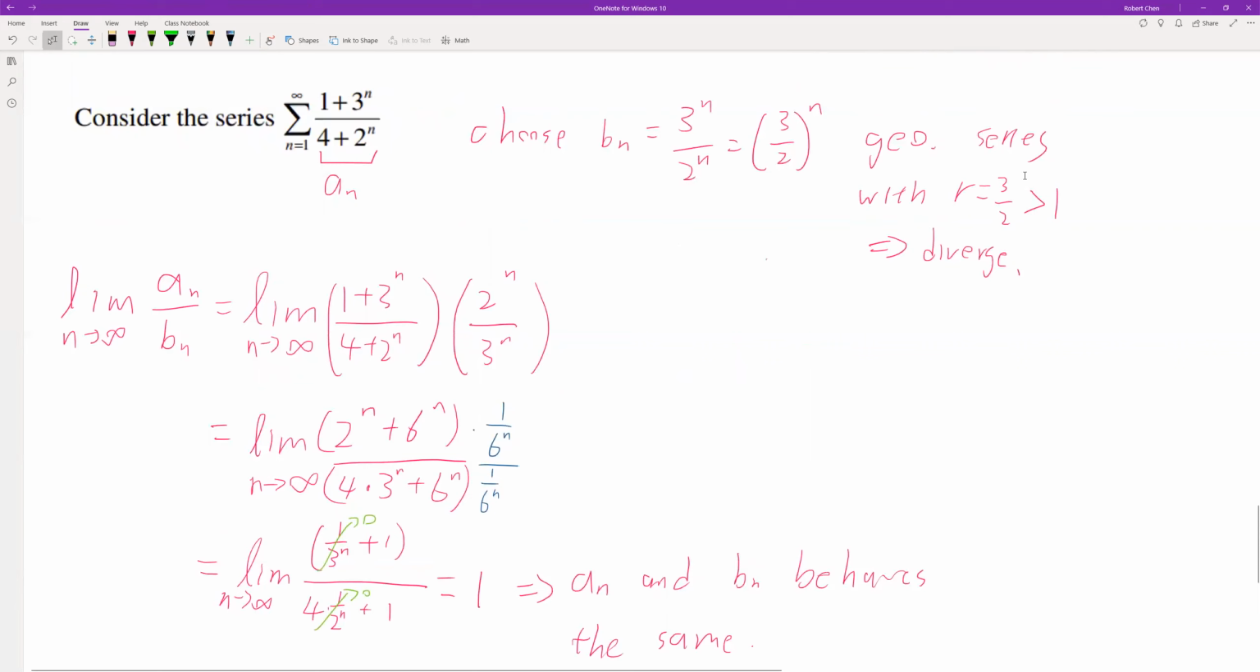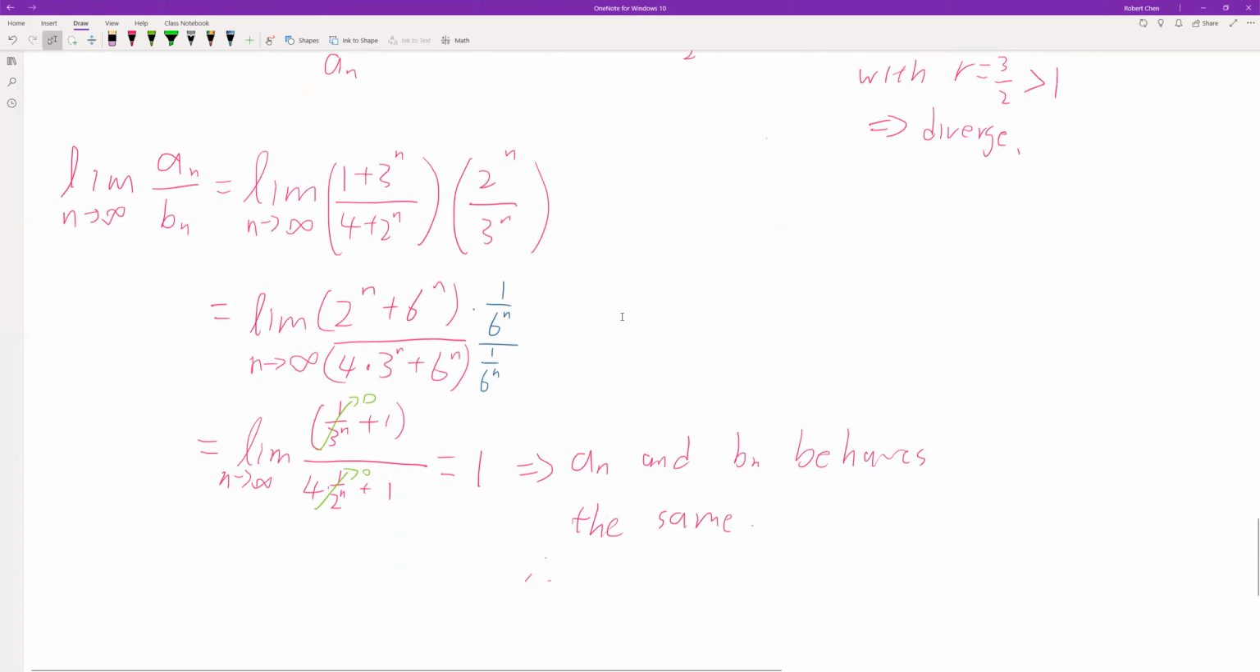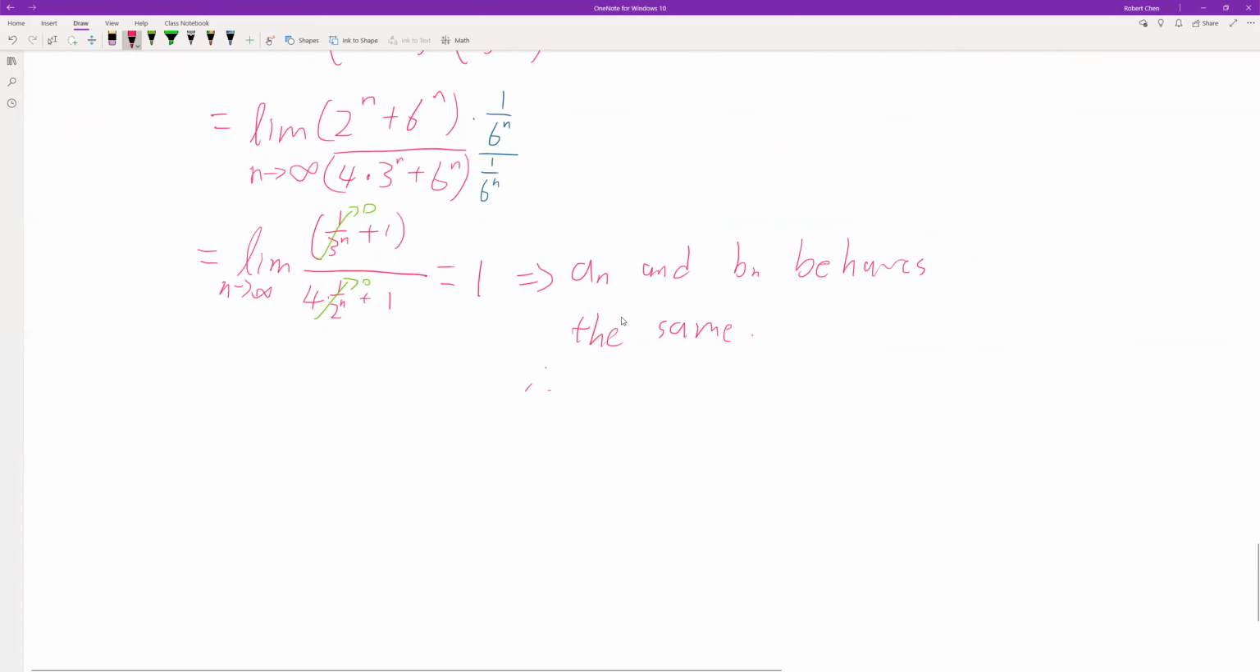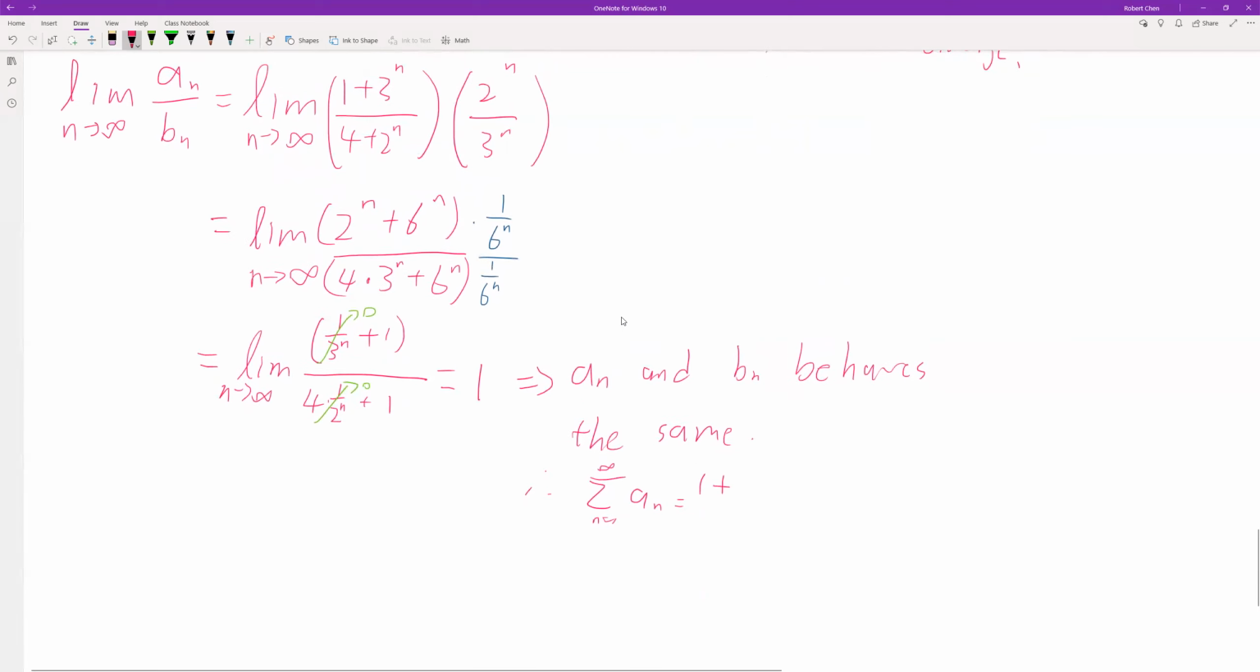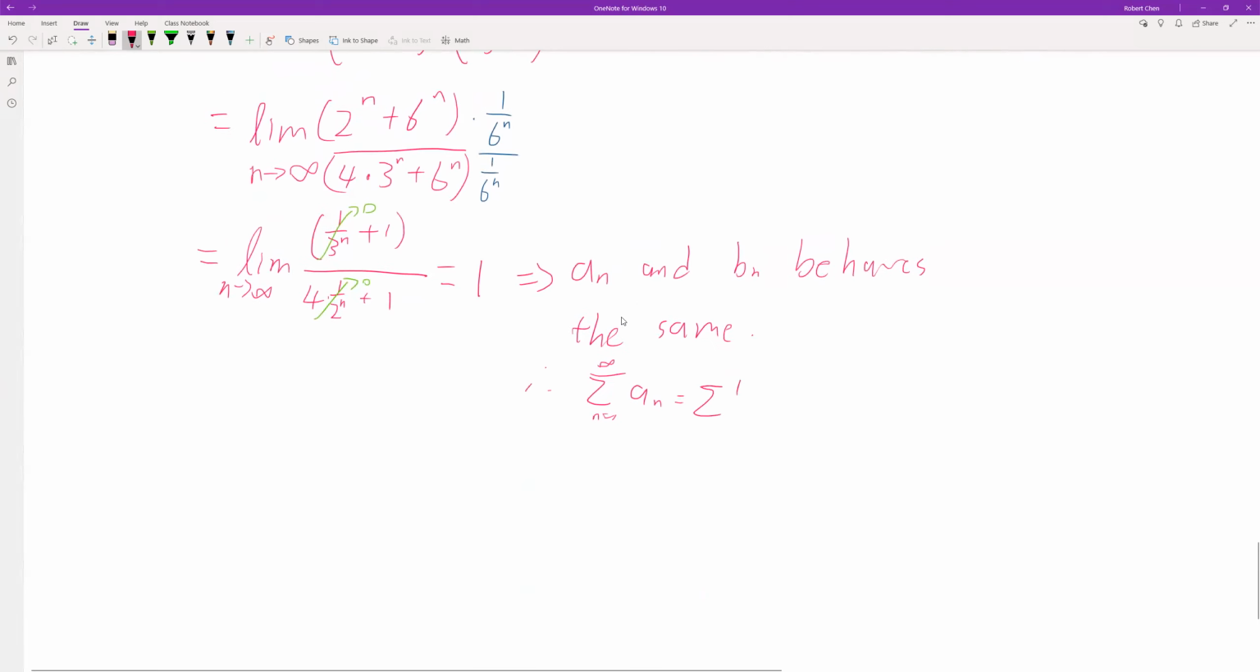Therefore, we know b_n diverges because it's a geometric series with r equal to 3/2, which is greater than 1. So we can say that, therefore, the original a_n, which is 1 plus 1 plus what, 3 to the n over 4 plus 2 to the n, diverges by the limit comparison test. Okay.